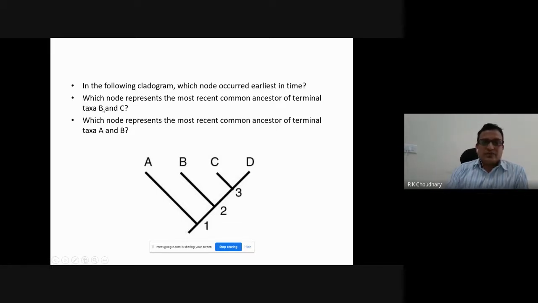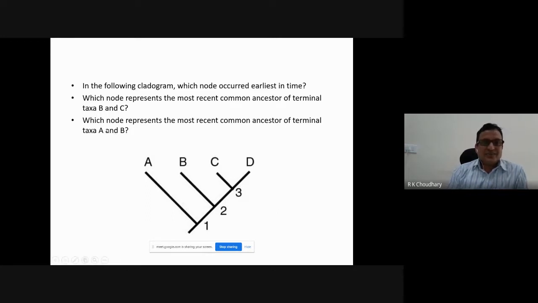Then, which node represents the most recent common ancestor of terminal taxa B and C? Which one would be the ancestor: 1, 2, or 3? You can see node 2 has given rise to B and C. That's why your answer would be 2. I'm trying to explain how to read a phylogenetic tree, nothing more than that.